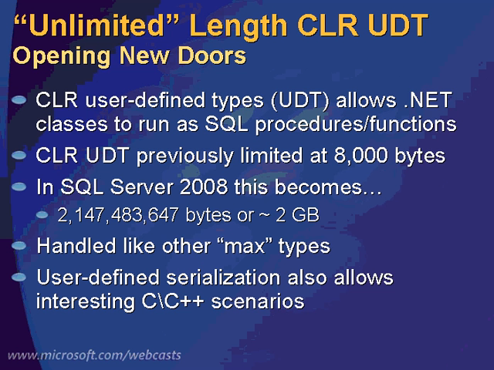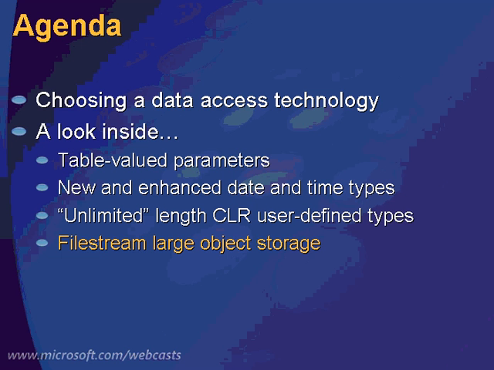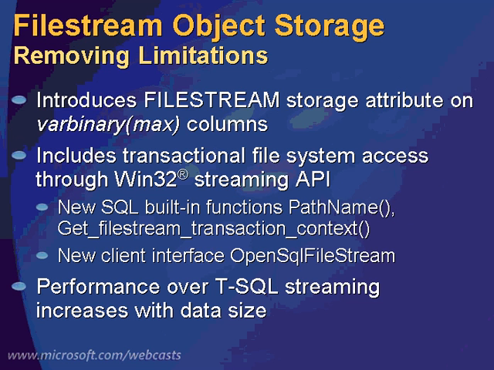Now, you might be thinking, some of you, well, 2 GB is actually not that big nowadays, and that's true, which segues into the next improvement in SQL Server 2008, which is the FILESTREAM large object storage improvement. This is actually a new attribute that you can specify on varbinary(max) columns. So varbinary(max) columns, I mentioned, were the replacement for image columns in SQL Server 2005.